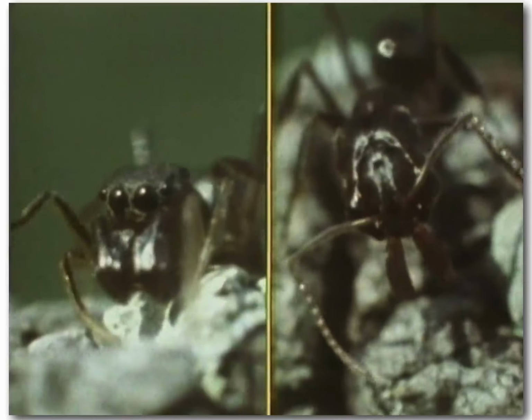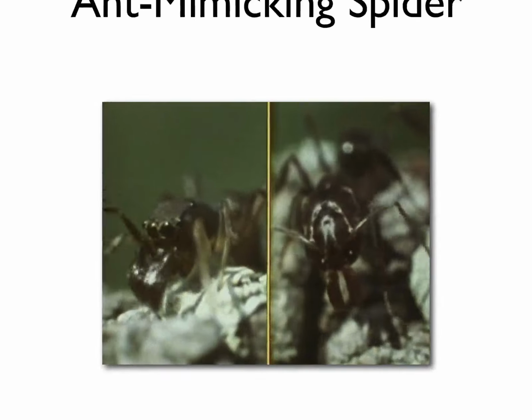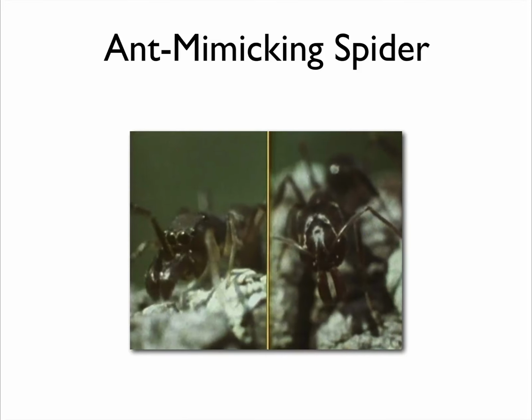On the left is the spider, on the right is the ant. Now, of course, the ant-mimicking spider is not poisonous in any way. If it were, then this would be a case for Mullerian mimicry rather than Batesian.